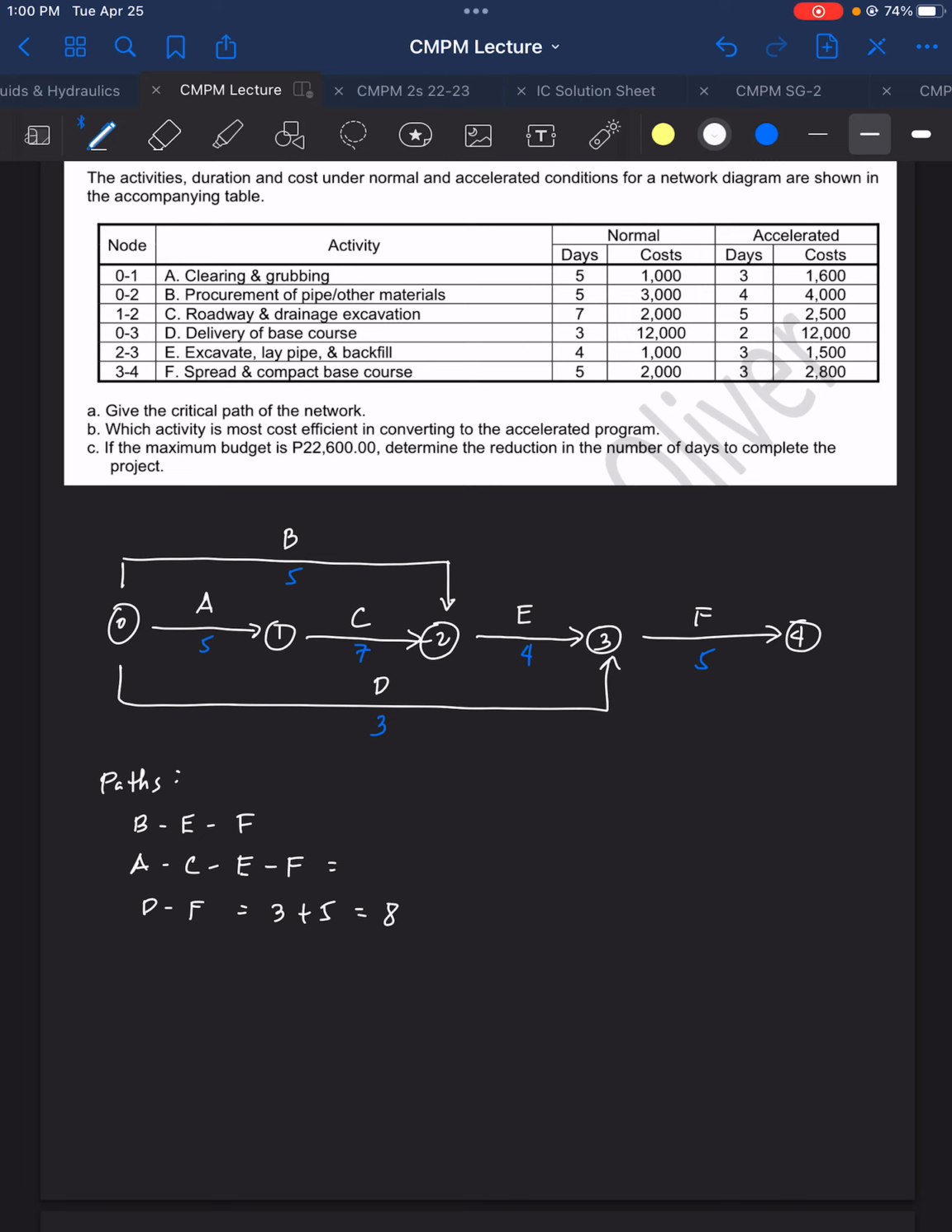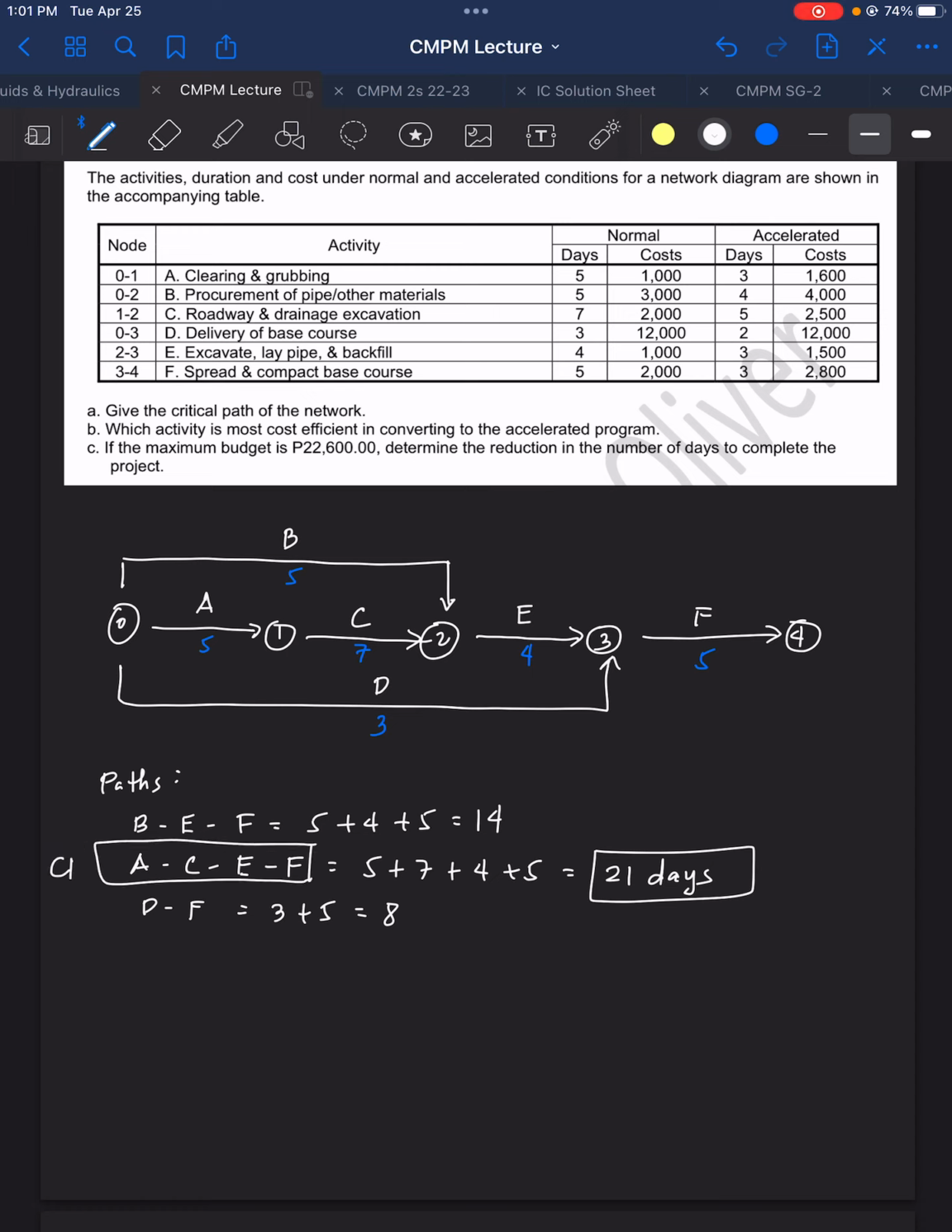A C E F is 5 plus 7 plus 4 plus 5, and that is 21 days. So this is the duration of the project, because B E F is simply 5 plus 4 plus 5, so that is 14. So the critical path here is A C E F, and the duration is 21 days.